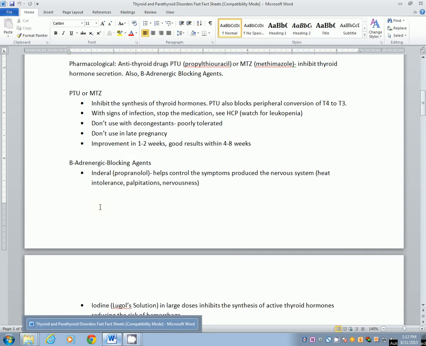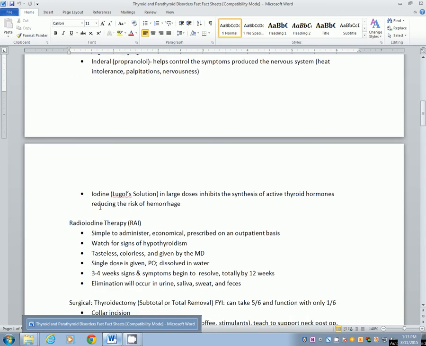The beta-adrenergic blocking agent Inderal is the drug of choice. It helps control the symptoms caused by the nervous system, such as the heat intolerance, the palpitations, and the nervousness. They will also be put on something called Lugol's solution, which is given in large doses. It inhibits the synthesis of active thyroid hormones and reduces the risk of hemorrhage. What it does is decrease the size and vascularity of the thyroid gland. We give that prior to surgery to prevent any kind of thyroid storm.